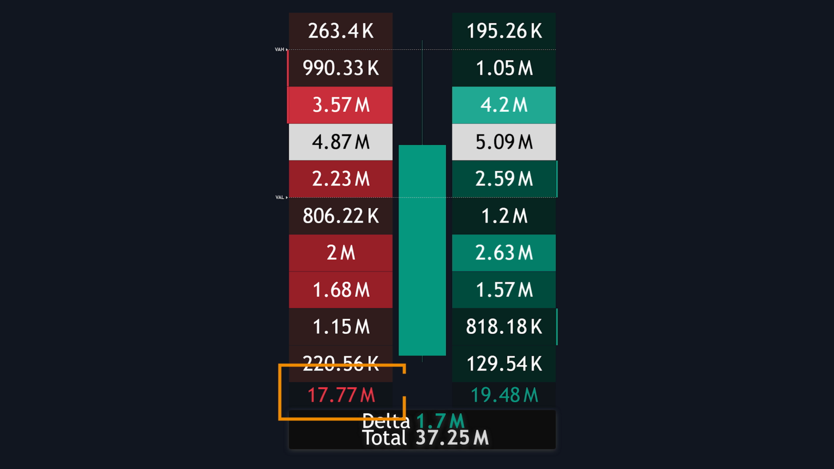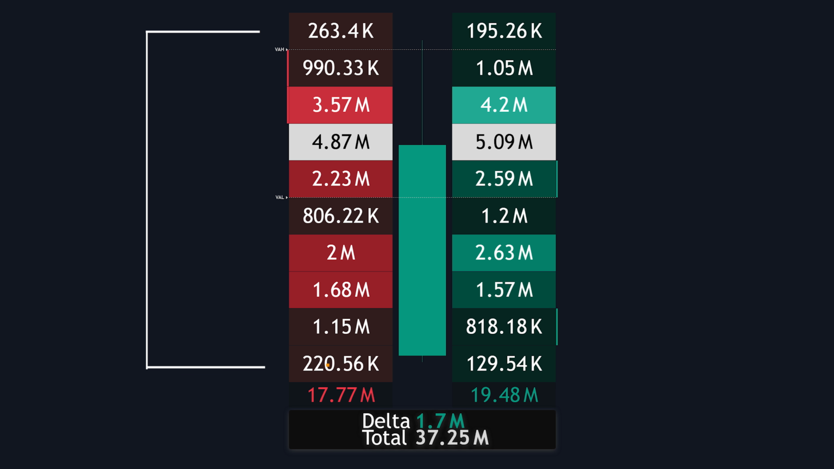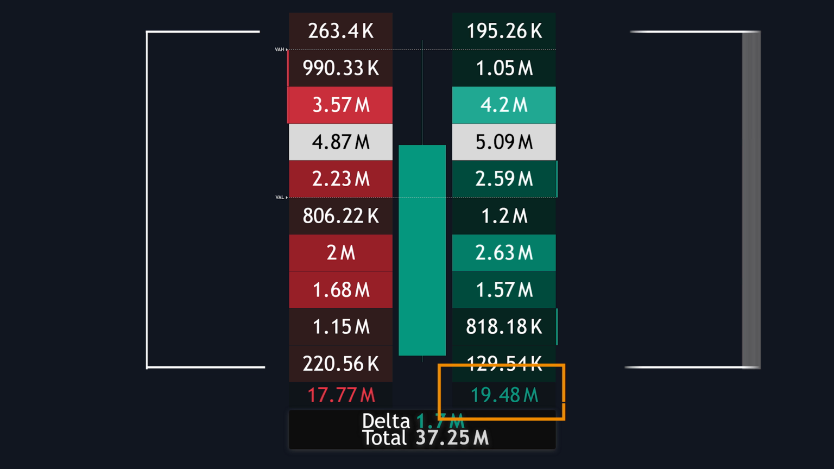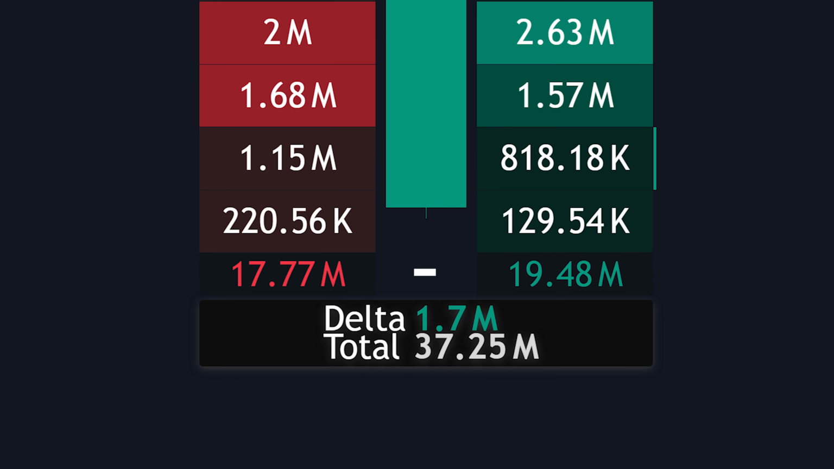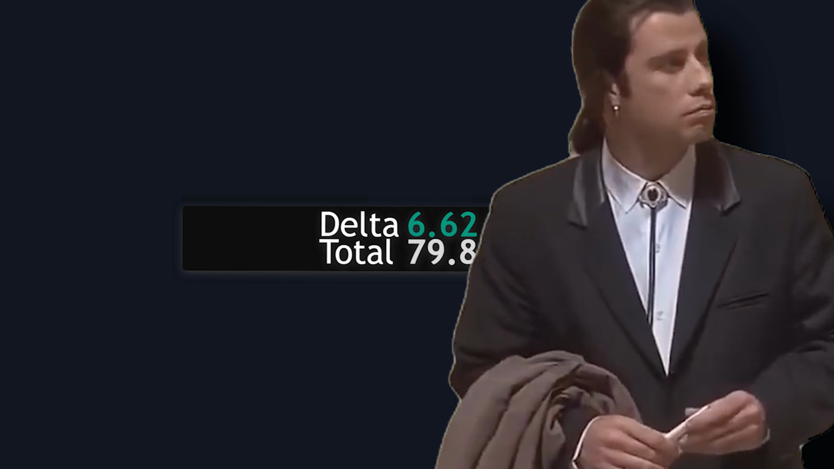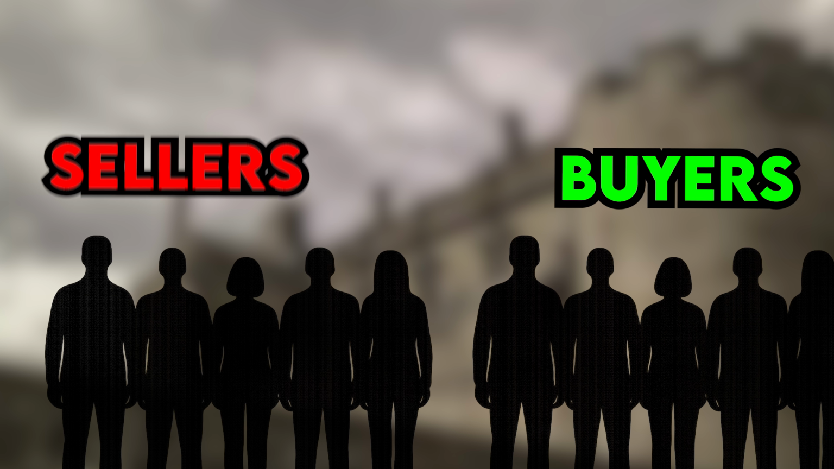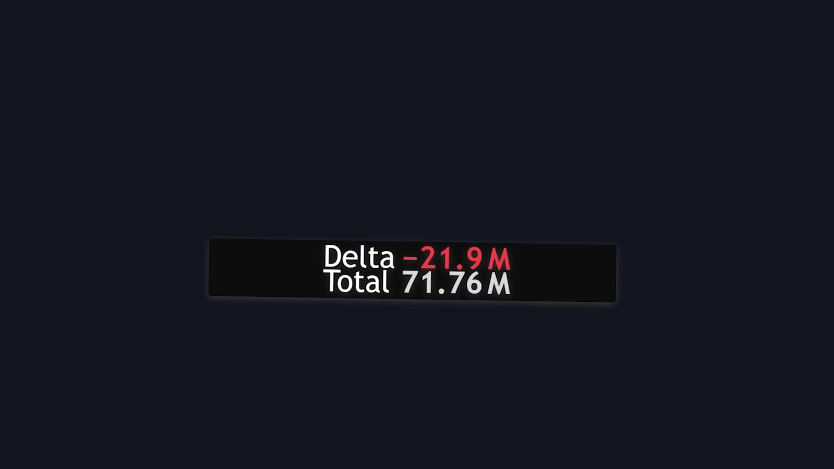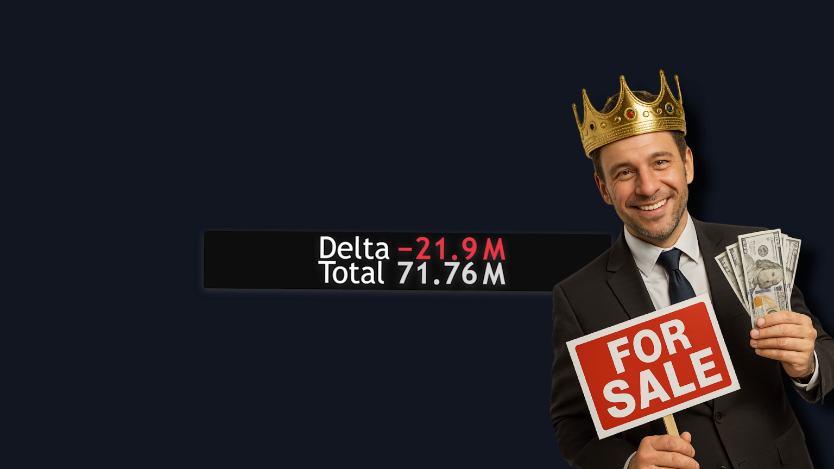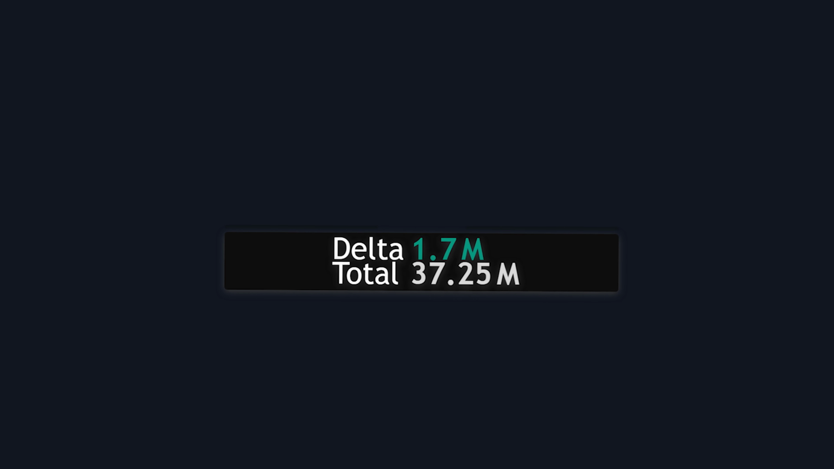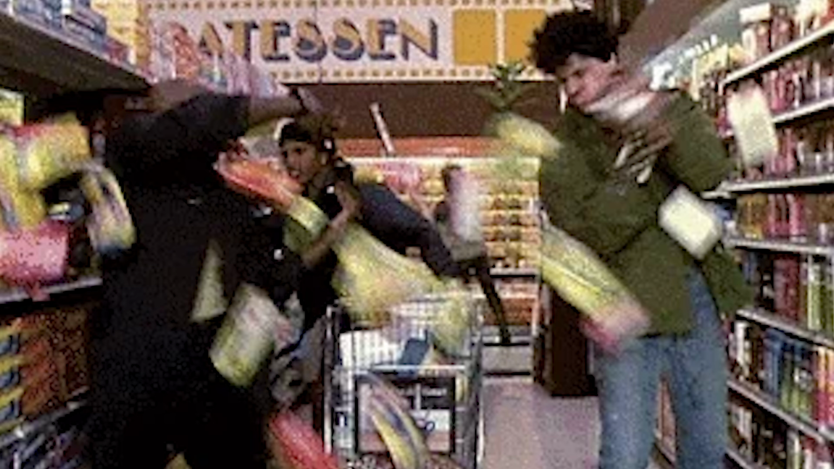This red number down here is the total of all the sell volume. The green number is the total of all the buy volume. The difference between those two numbers is the delta. Now, the delta is a very key statistic because it tells you who's currently in control, the buyers or the sellers. So say if this number's red, that means the sellers are in control and there's more selling activity. If this number's green, that means the buyers are in control and there's more buying activity.